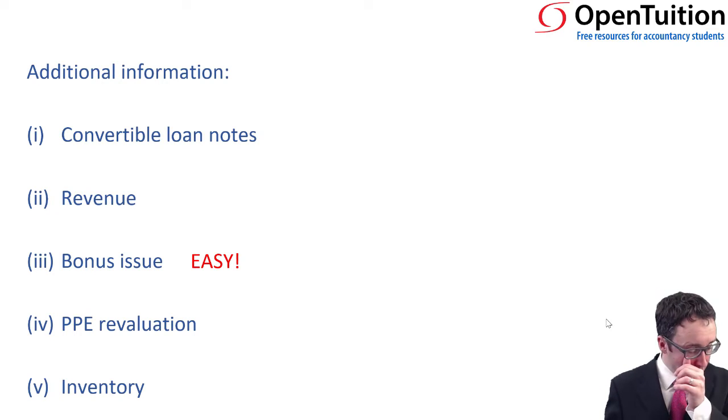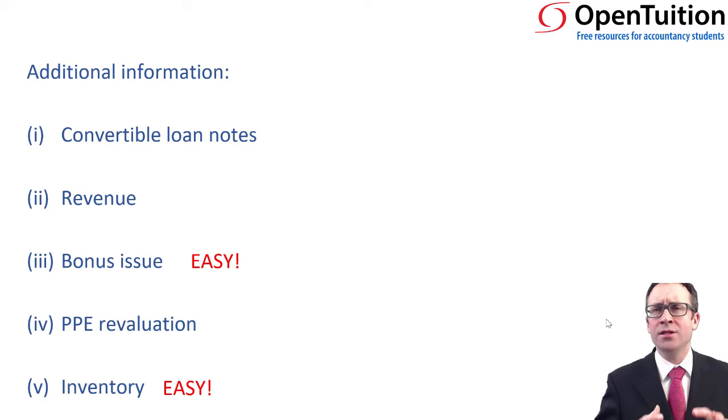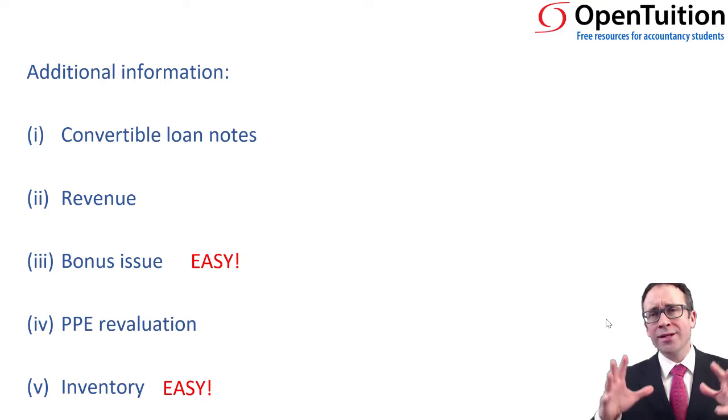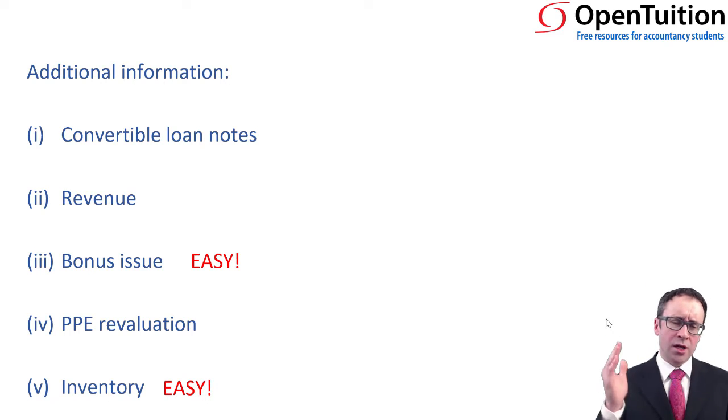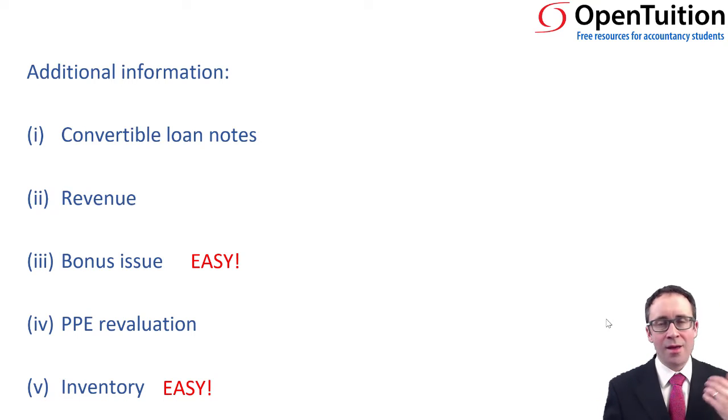Okay, and then part 5, something about inventory. Didn't we do that as IAS 2 way back in financial accounting? We've recapped it in financial reporting. That should be easy. So the key to doing well in this question is to get the easy marks. So start off with either the inventory or the bonus issue, whichever you prefer to do. Then maybe move into the PPE and then finish it off with revenue and then convertibles.